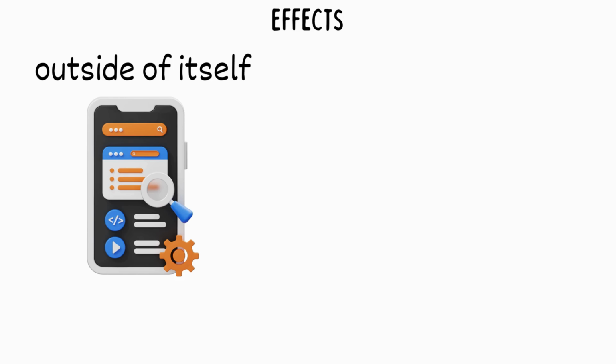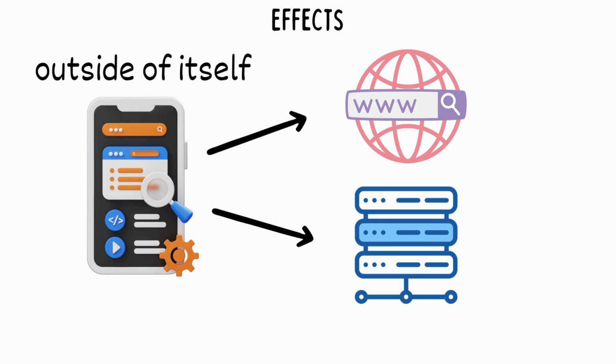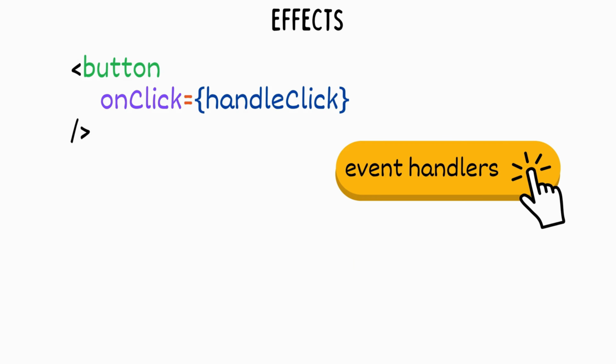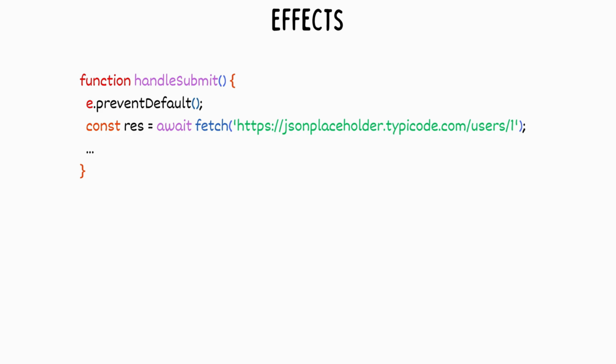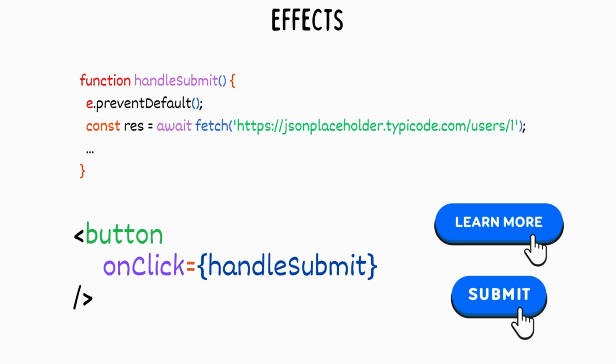Sometimes, a React app needs to interact with things outside of itself, like the browser or server. These interactions are called effects or side effects. The cleanest way to handle them is inside event handlers, such as making an API request when a button is clicked or a form is submitted.